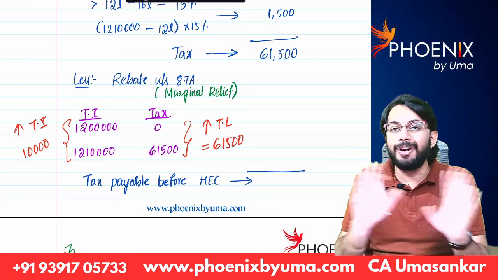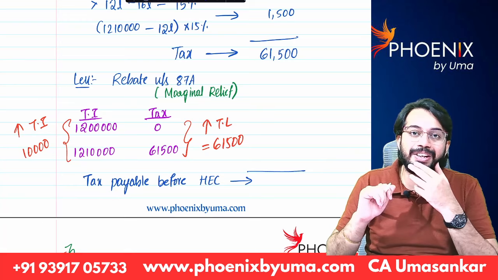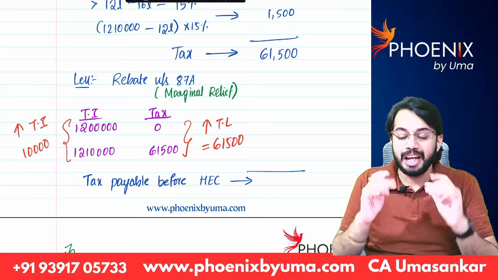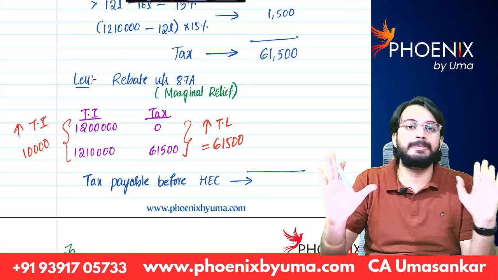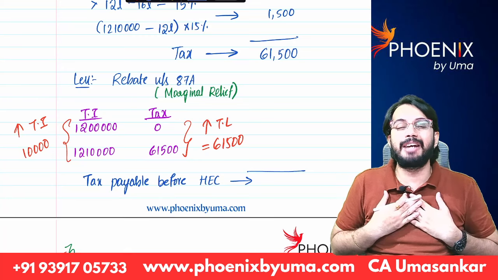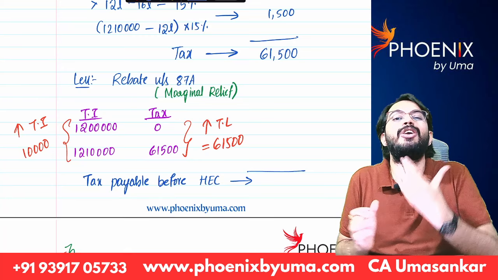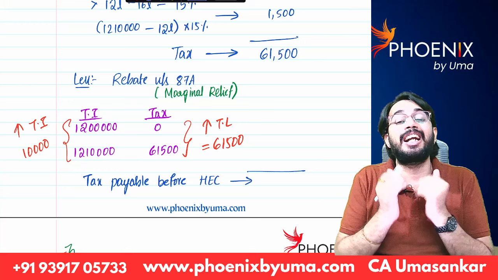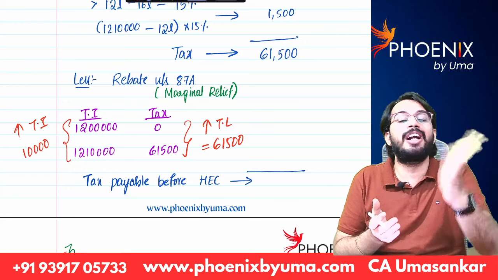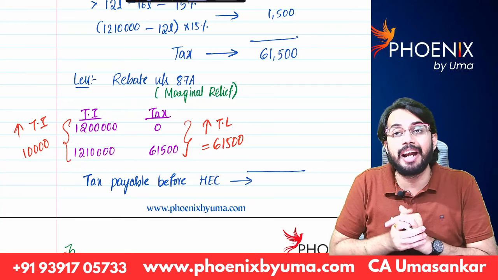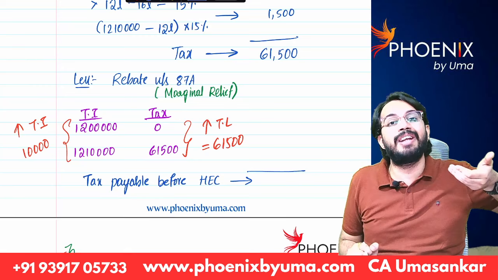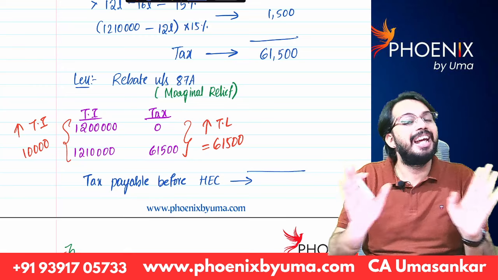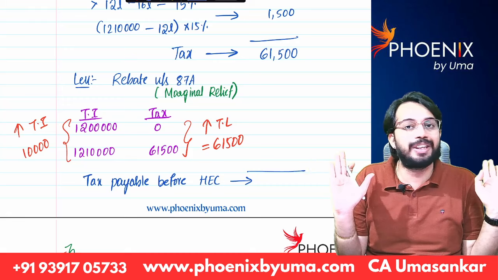No. Don't worry, you need not pay 61,500 tax. See, here whatever the excess income that you earn, only that is payable. If my income is 12 lakhs, I am required to pay zero tax. If my income is 12 lakh 10,000, it is saying I am required to pay 61,500. My income increased by 10,000 and my tax liability increased by 61,500. Don't worry. In this case, you need not pay 61,500.